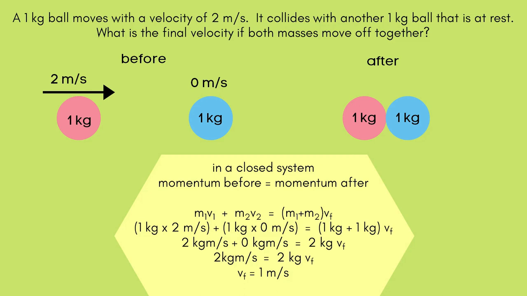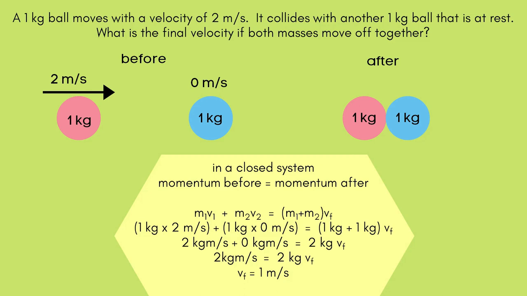Here's the answer. If we consider everything in a closed system, then the momentum before will be equal to the momentum after. Using the equation as previously stated, you would have 1 kilogram times 2 meters per second plus 1 kilogram times 0 meters per second. 0 meters per second is simply because the 1 kilogram mass in blue is at rest. Anything at rest has no velocity.